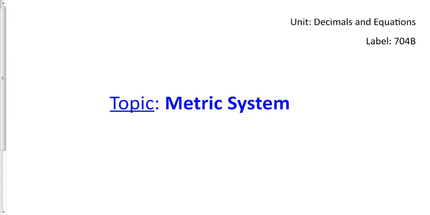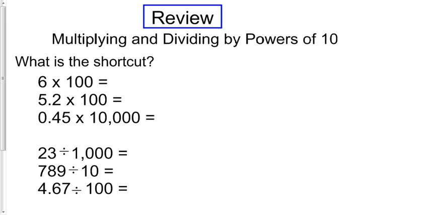In this video, we'll see how to use the metric system and convert units in the metric system. The great thing about the metric system is that it's all based on the number 10. And one of the things we use when converting units in the metric system is multiplying and dividing by powers of 10. So just as a review, when I multiply 6 times 100, we all know that's 600.